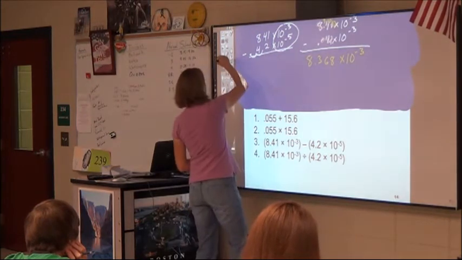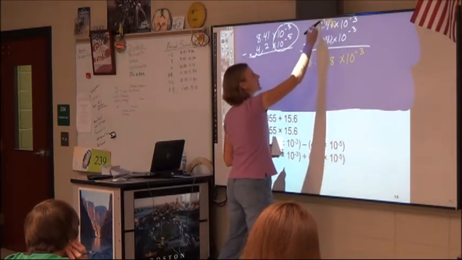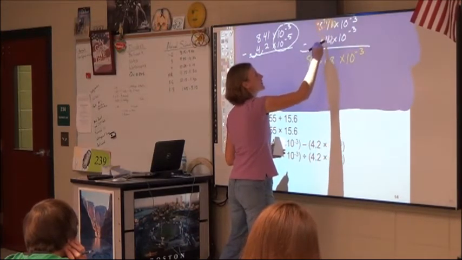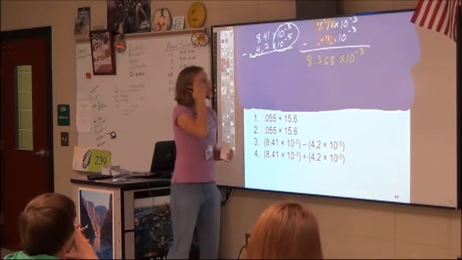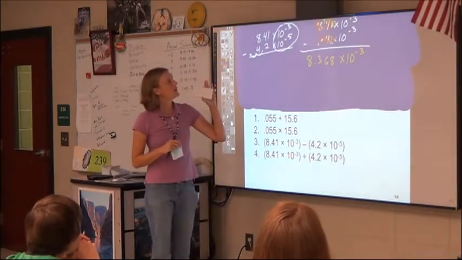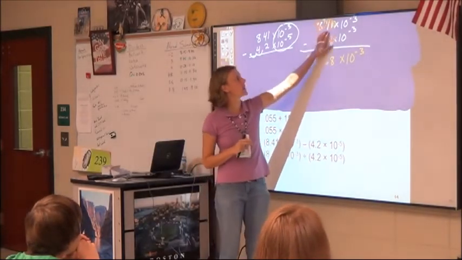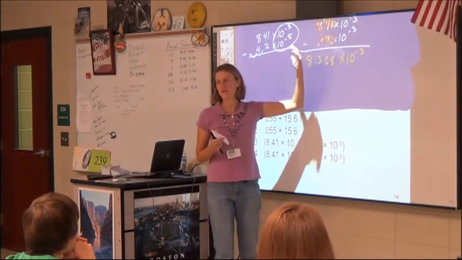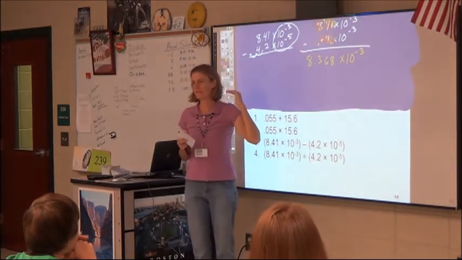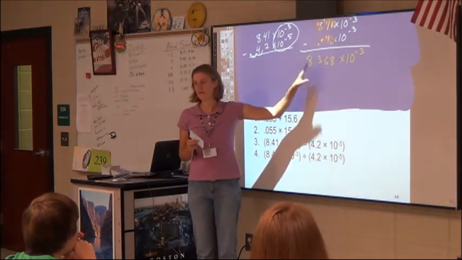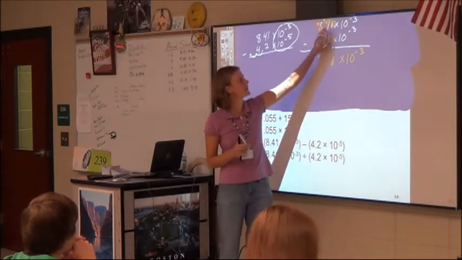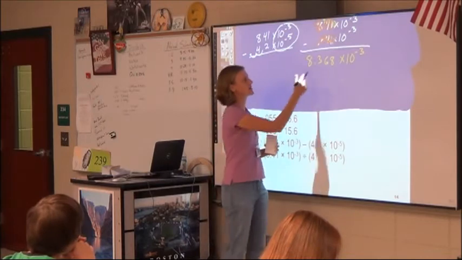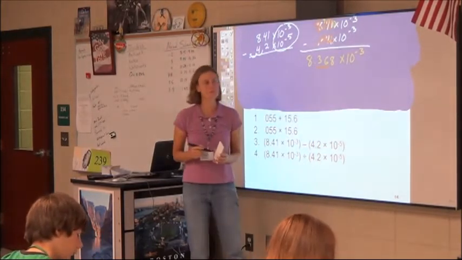Go with orange. So again, I am really comparing 8.41 and 0.042. How many spots after the decimal does this number go out to? 2. How about this one? 3. So I'm stuck with my answer has to have how many? 2. This is actually less precise than this. So if I have 2 spots after the decimal, this is where I have to end up.